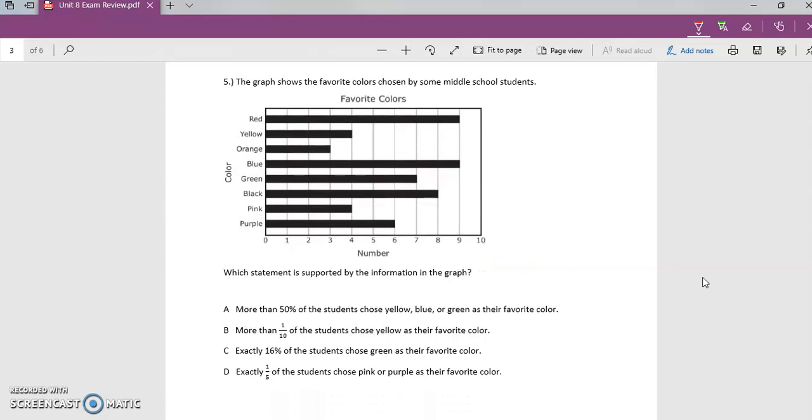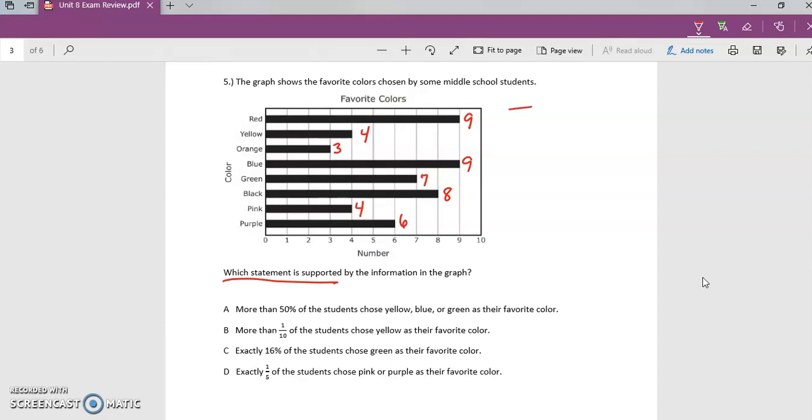Okay, number 5. The graph shows the favorite colors shown by some middle school students. Which statement is supported by the information in the graph? So again, when we see which statement is supported, we have to go to our answer choices to pick. One strategy that, again, we can use here for a bar graph is to label each one. Make sure we understand which ones we're comparing a lot easier if we have them labeled here first. So we have each of those that have their favorite colors.